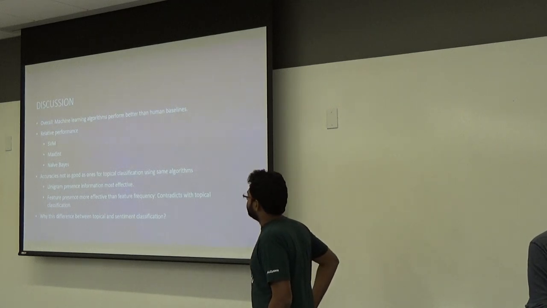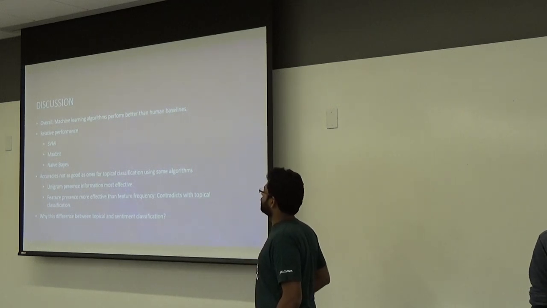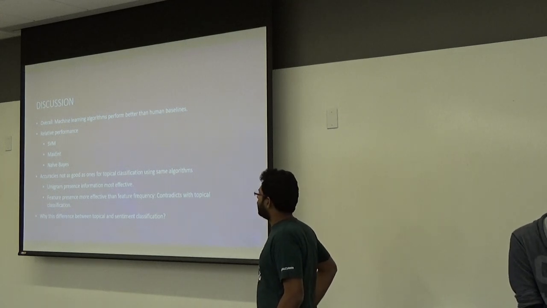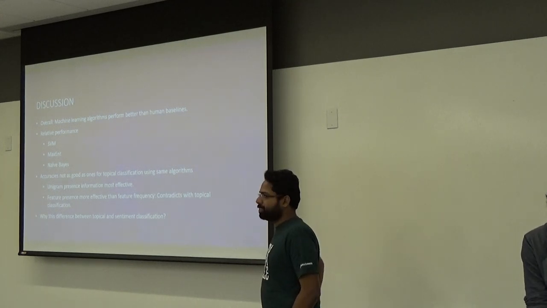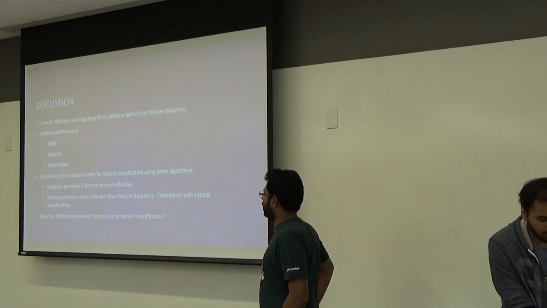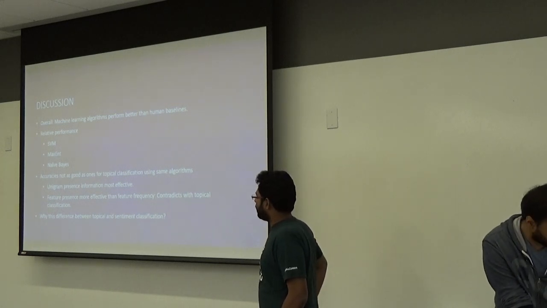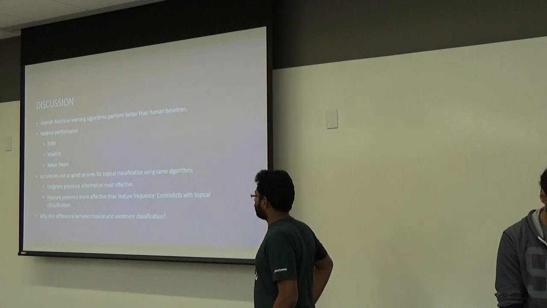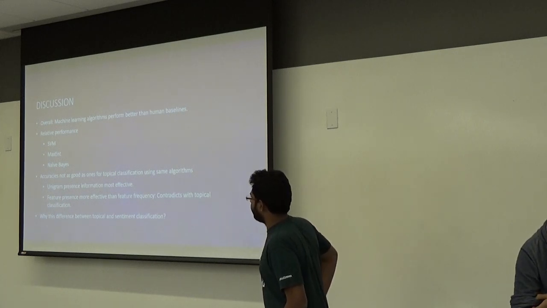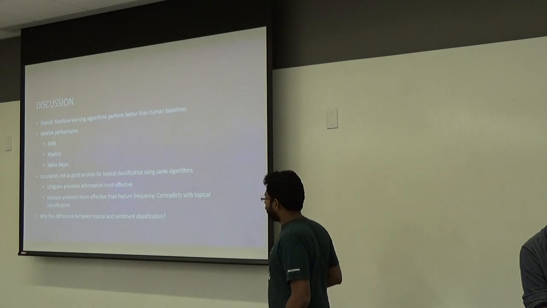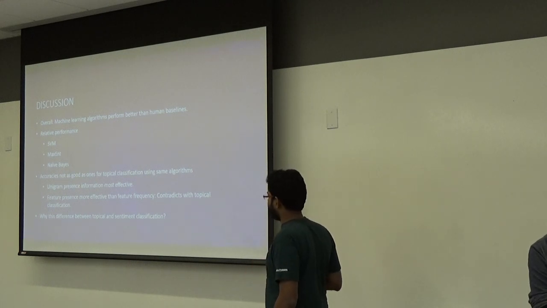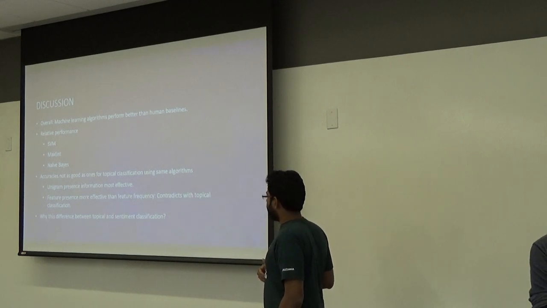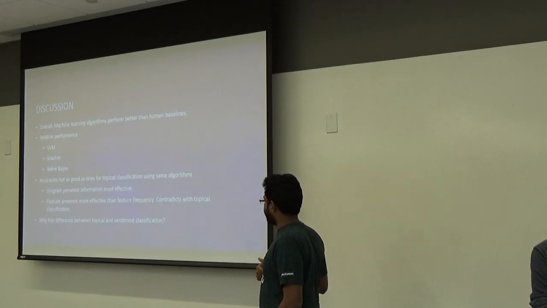And yeah, discussion. Overall, machine learning algorithms perform better than human-based, and we have the results in the slides. In relative performance, SVM is on top, and the others follow. Accuracy is not as good as that for topic classification using the same algorithms. Unigram presence information is found to be most effective. Then feature presence versus feature frequency, there is a contradiction there.